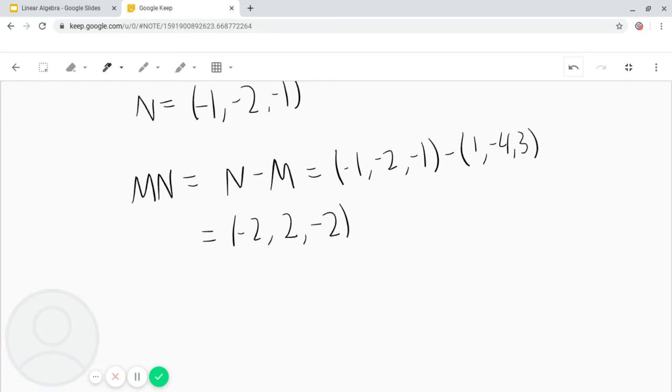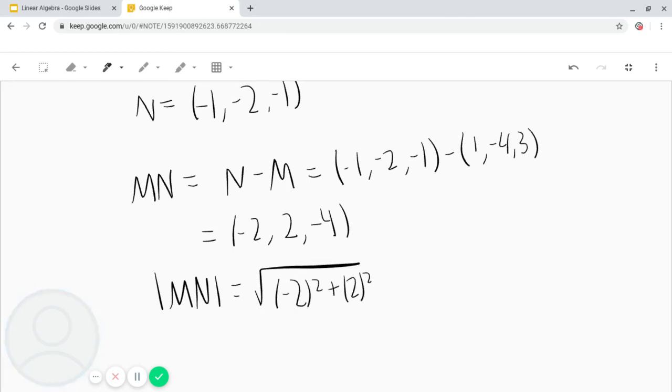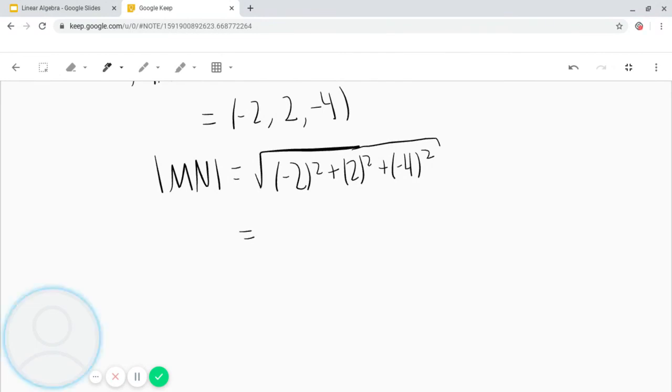And just make sure that's correct. Okay. No. I made a mistake. Sorry. -1 minus 3 is in fact -4. Okay. So then we can simply use the length formula. So mn equals square root of -2 squared plus 2 squared plus -4 squared, which is equal to root 4 plus 4 plus 16, so root 24, which simplifies to 2 root 6 if you need to simplify it. So yeah, that's how we find the distance.